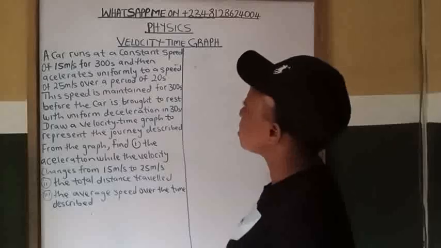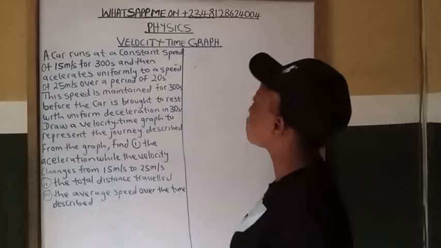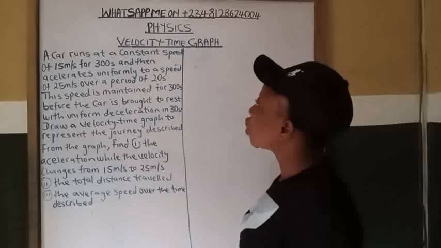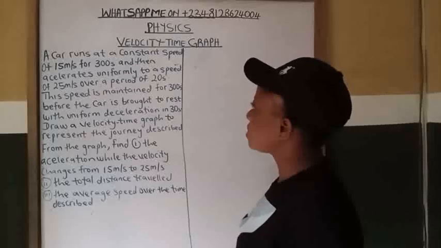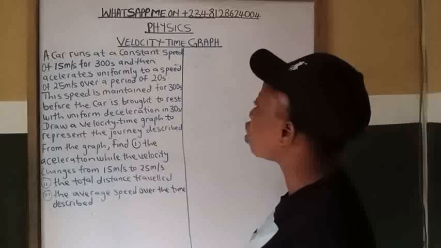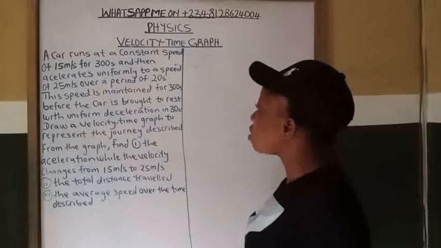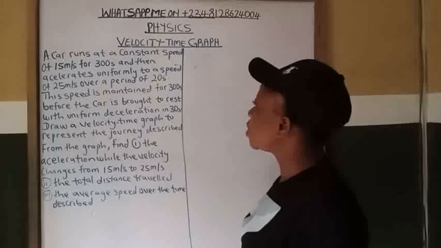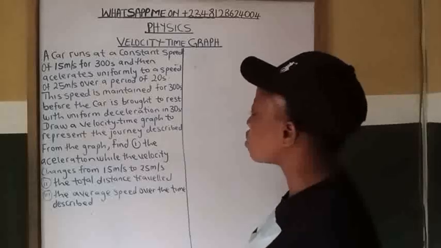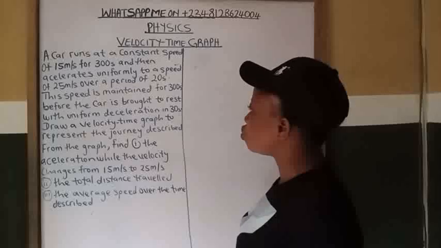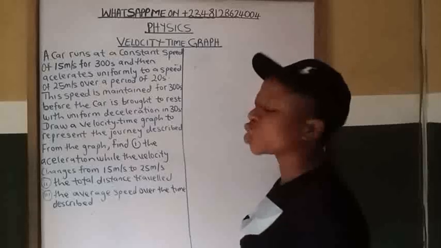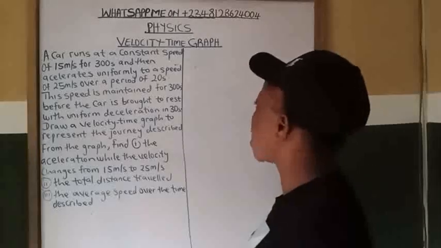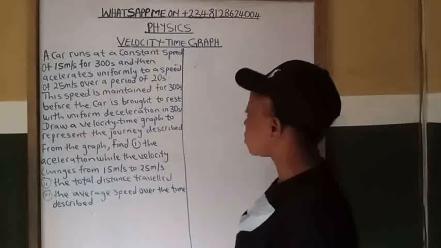The question says that a car runs at a constant speed of 15 meters per second for 300 seconds and then accelerates uniformly to a speed of 25 meters per second over a period of 20 seconds. This speed is maintained for 300 seconds before the car is brought to rest with uniform deceleration in 30 seconds. Draw a velocity time graph to represent the journey described.